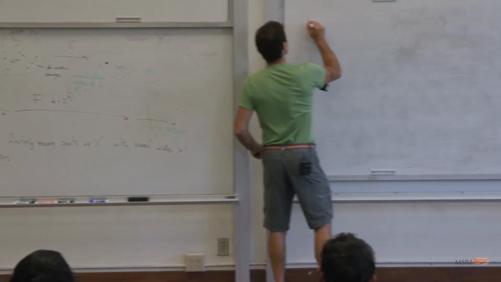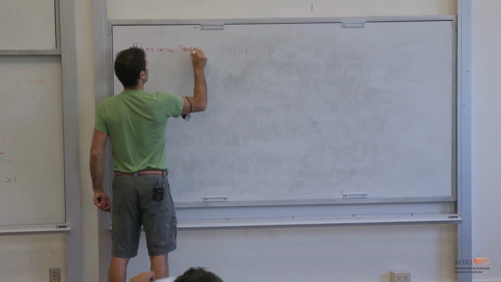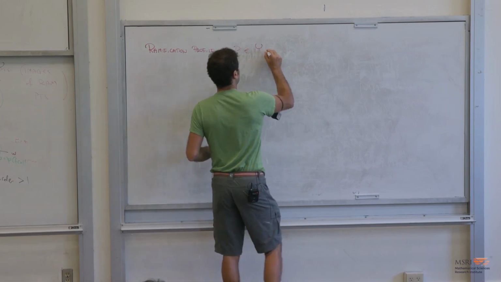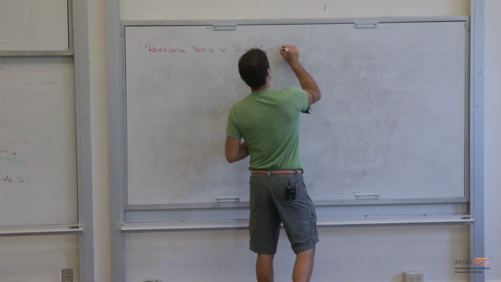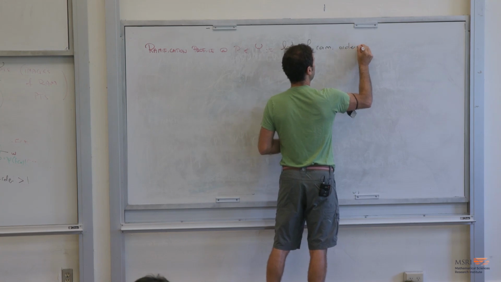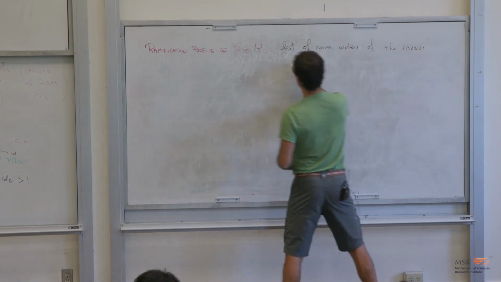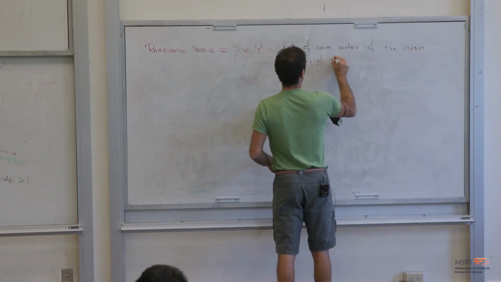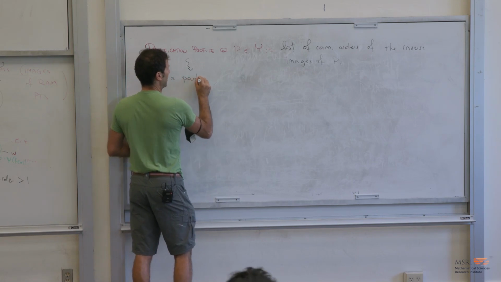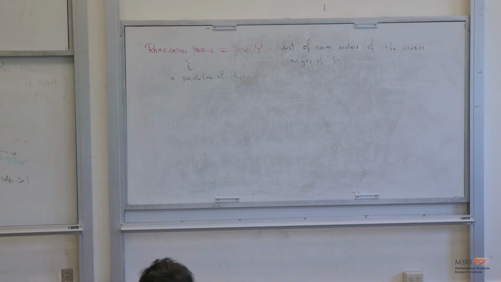Okay? So at a branch point, let me make another definition. So the ramification profile at a point P in Y is the unordered list of ramification orders of the inverse images of P, and the ramification profile is a partition of the degree.